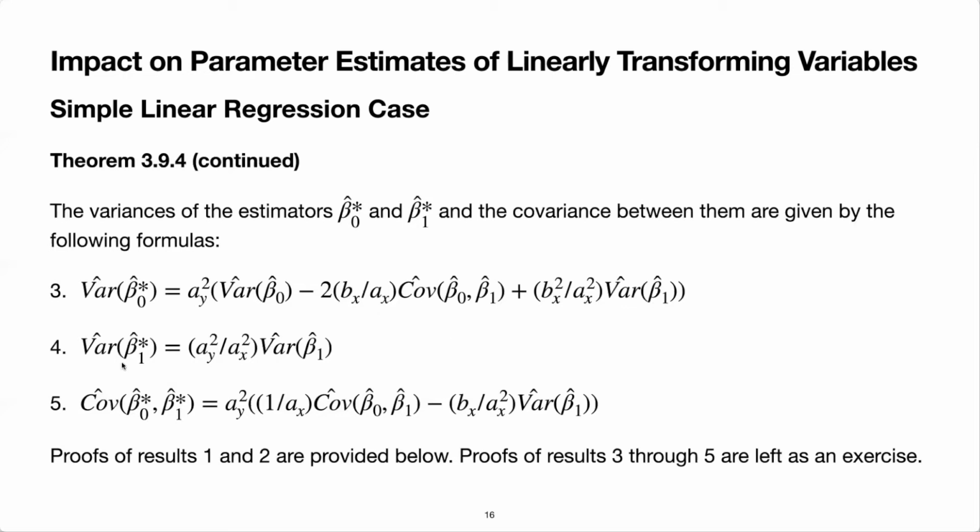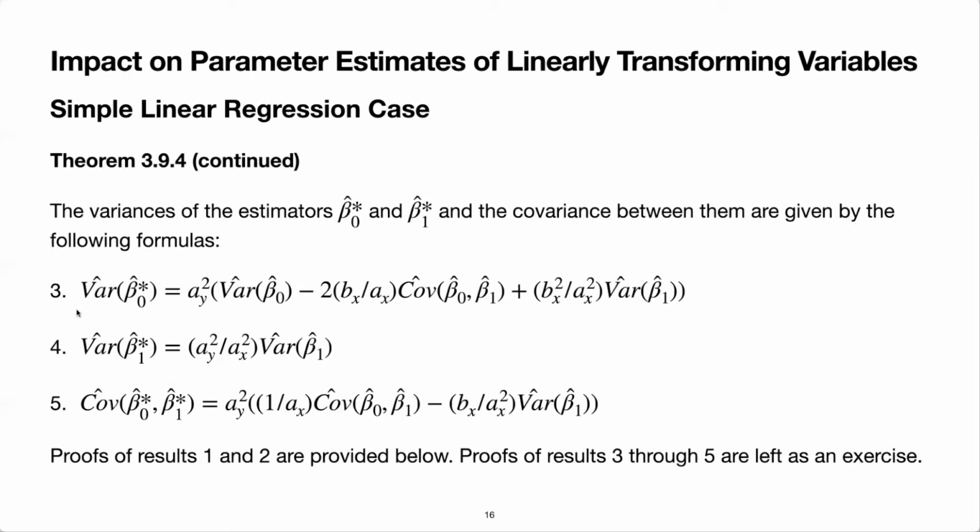The estimated variance of beta 1 star hat is equal to the square of a sub y divided by the square of a sub x times the estimated variance of beta 1 hat. And then the estimated covariance between beta 0 star hat and beta 1 star hat is given by the following expression. So again, a sub y squared times the quantity in parentheses here, 1 over a sub x times the estimated covariance of beta 0 hat and beta 1 hat, minus b sub x divided by a sub x squared times the estimated variance of beta 1 hat.